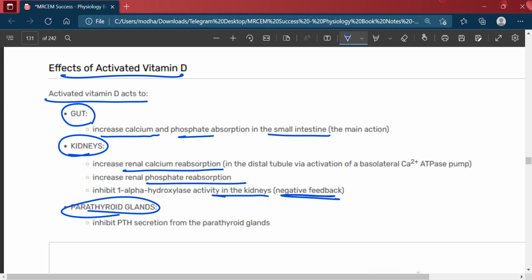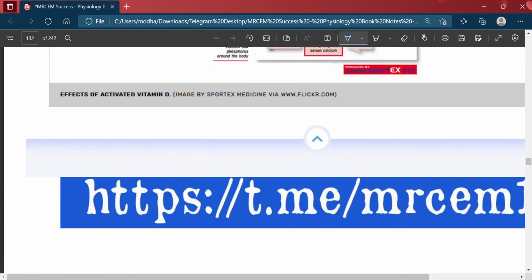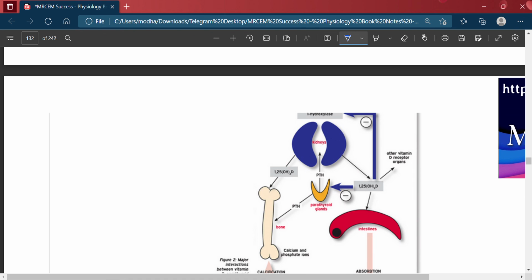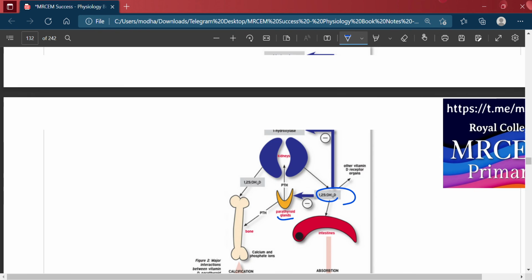Negative feedback. And on the parathyroid gland, it inhibits parathyroid hormone secretion. It's also a negative feedback effect. So as we have seen here, this is the activated vitamin D. It will cause a negative feedback effect on the parathyroid hormone, and also a negative feedback effect on the kidney.